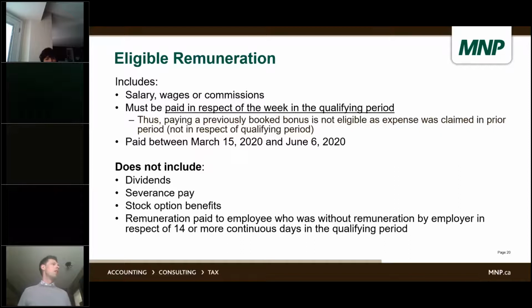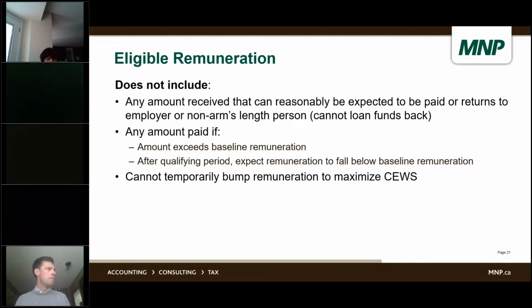So our eligible remuneration, just to be clear, that includes salary, wages, commissions, and has to be paid in respect to the week in the qualifying period. There you go. So paying a previously booked bonus, for instance, is not going to be eligible. And this is stuff that's going to be paid between March 15th and June 6th. Does not include dividends, severance, and stock options.